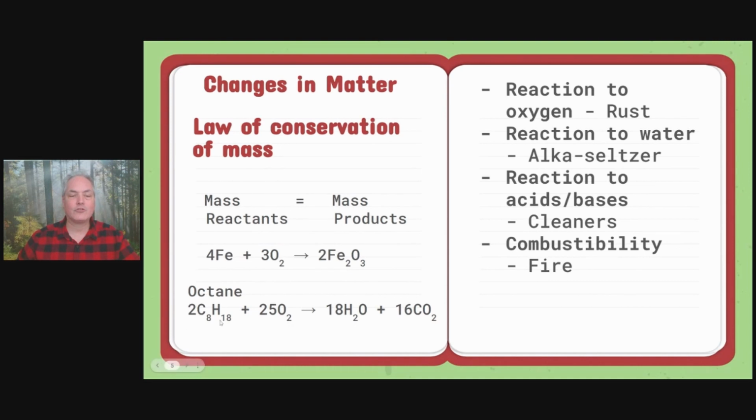Same thing with the hydrogen. We have 18 hydrogen per molecule of octane, and because we have 2 of those, it's a total of 36 atoms of hydrogen. If you look here, we have 18 molecules of water, and each molecule of water has 2 hydrogen, so 18 times 2 is 36. Therefore we have the same number of particles of hydrogen on both sides. That means that the mass is the same. That follows the law of conservation of mass.